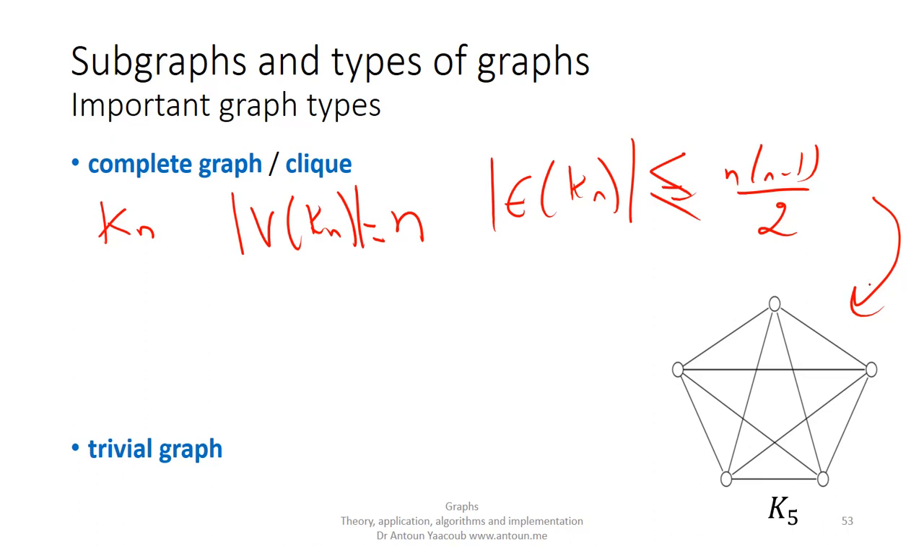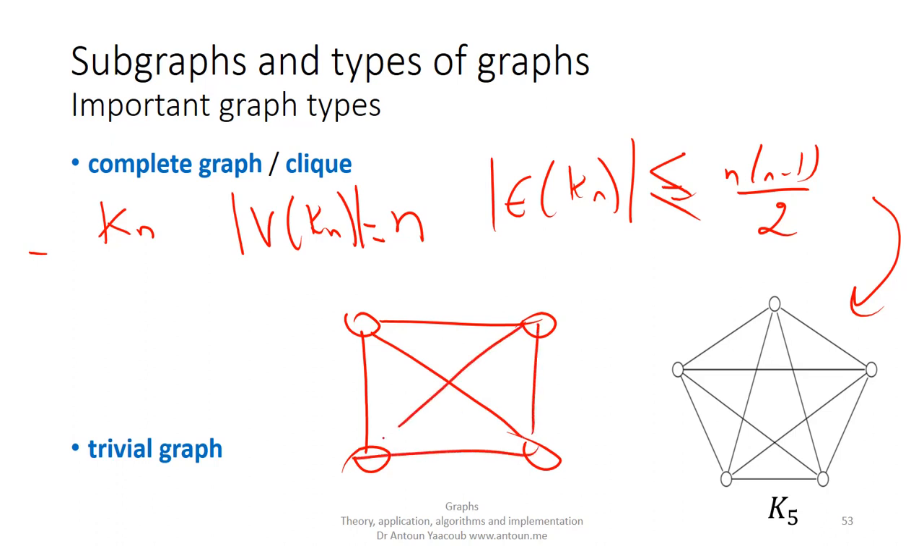So let me draw you, for example, K4. K4 means I have 4 vertices, and it's connected, so it's a complete graph. There are all the connections and all the edges. They are all adjacent. This is K4. As you can see, K4 is 3-regular.